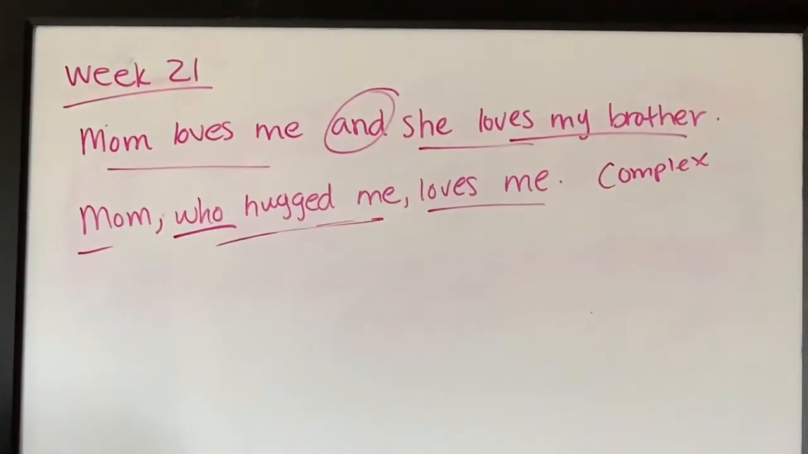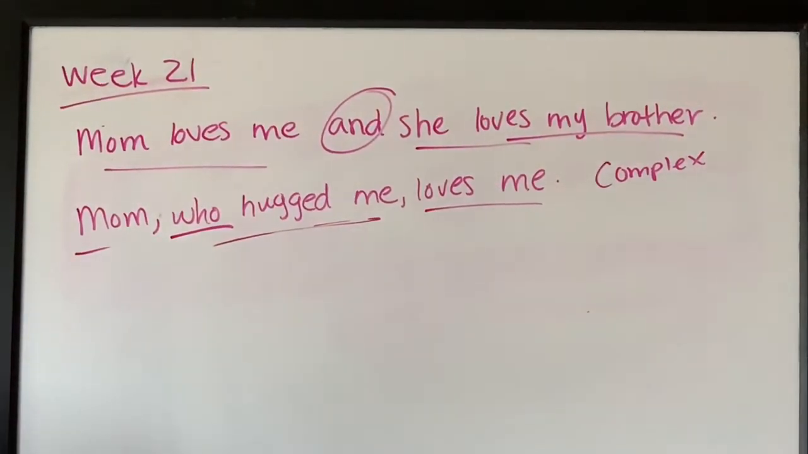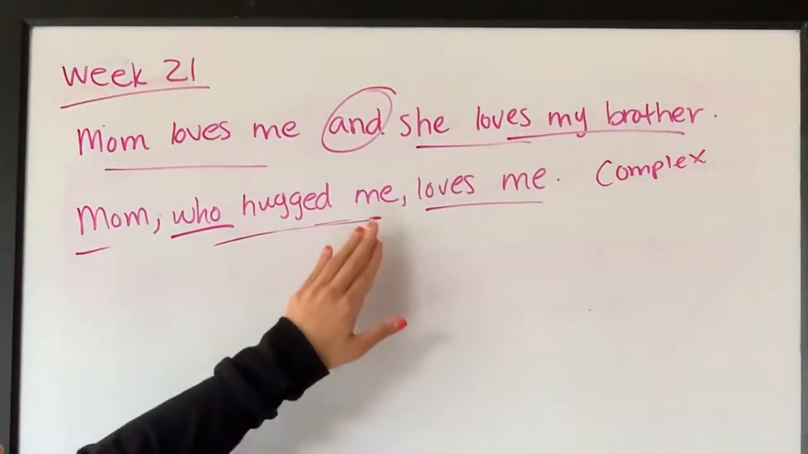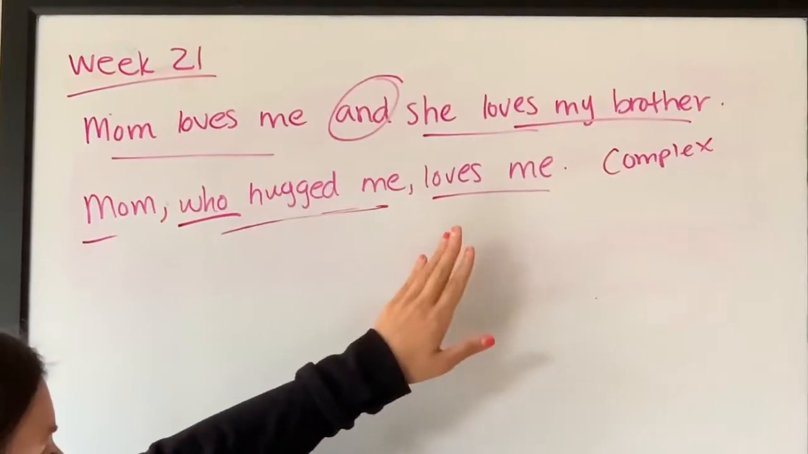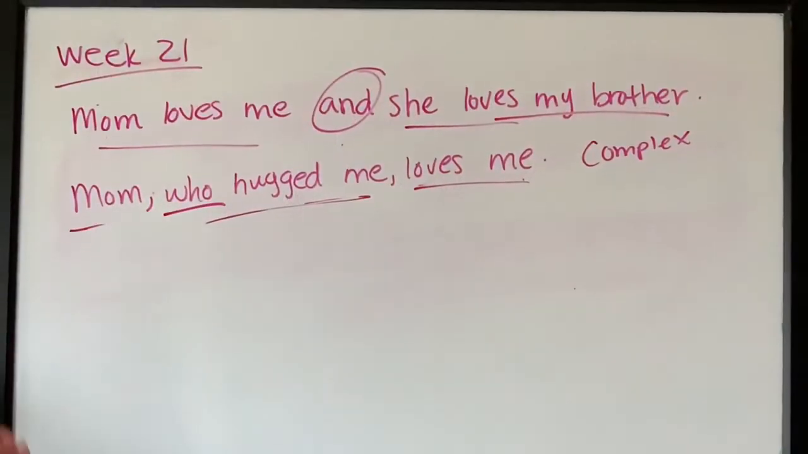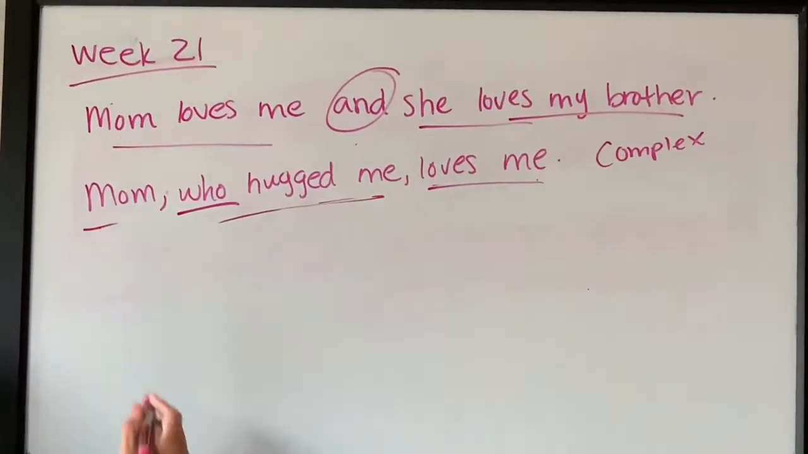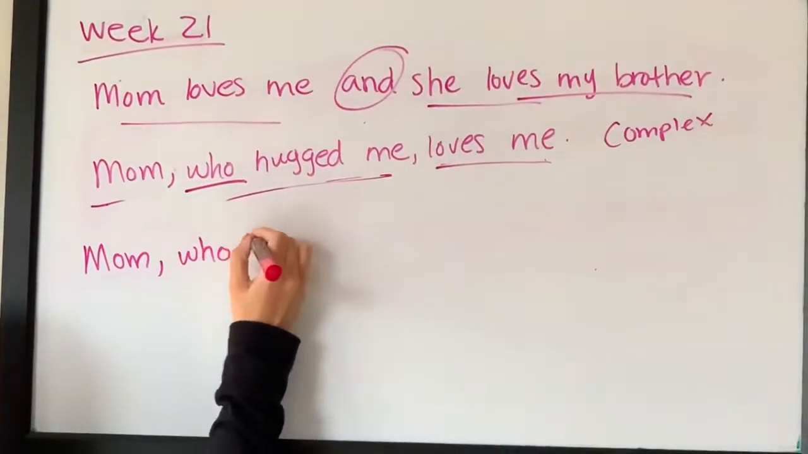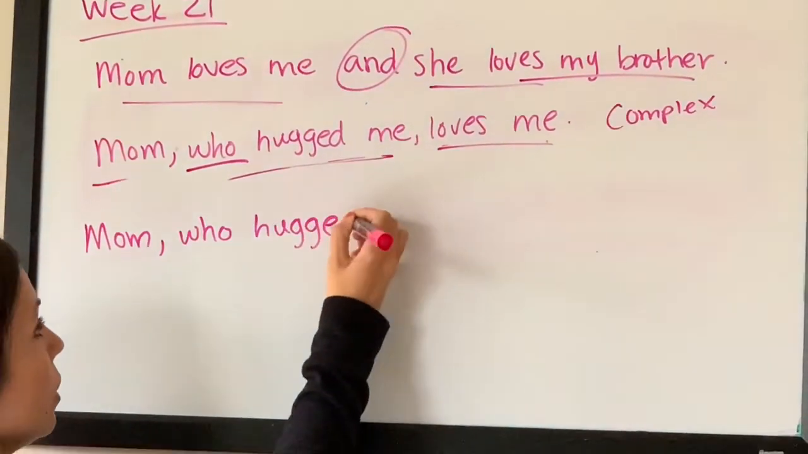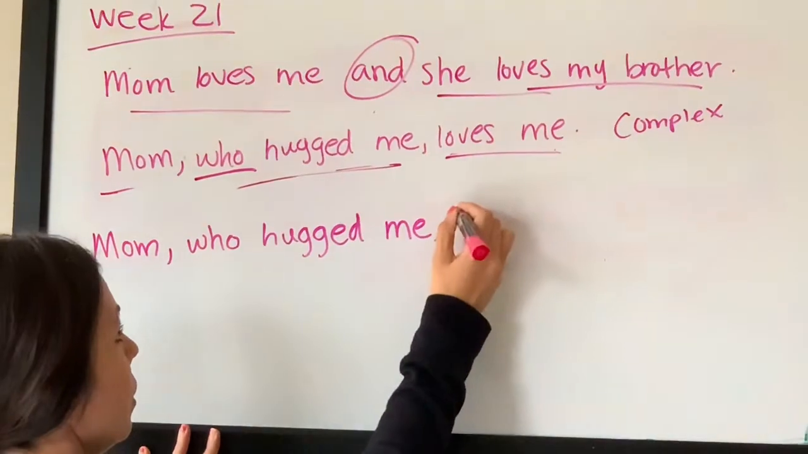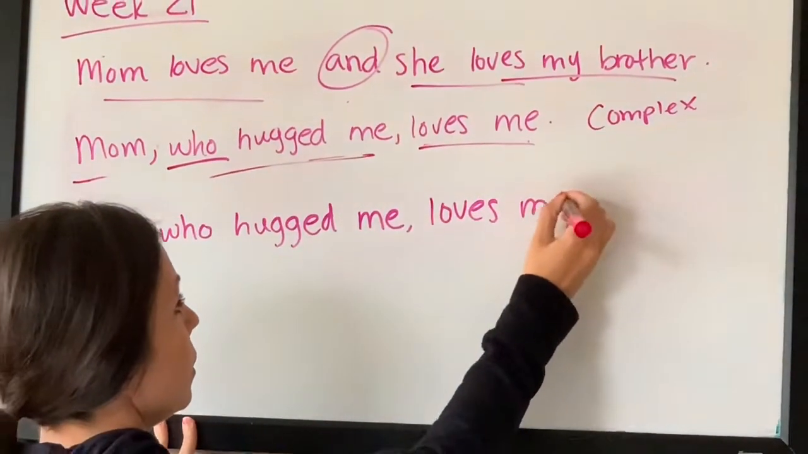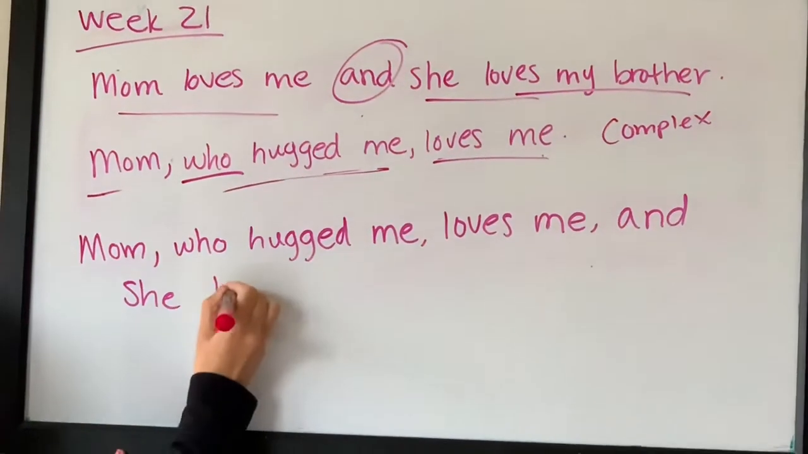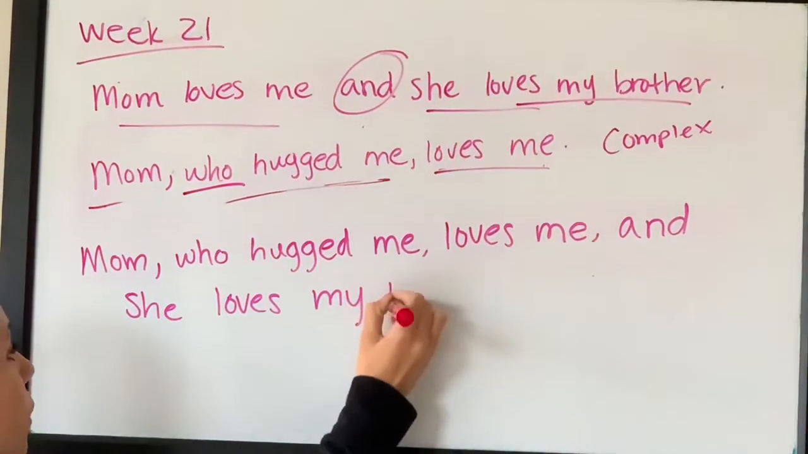Now what if we want to make this a compound-complex sentence, and we're going to mash both of them together? This is what it would look like. Okay, so we want to mash this compound and complex together, and so we would say, "Mom who hugged me loves me and she loves my brother."